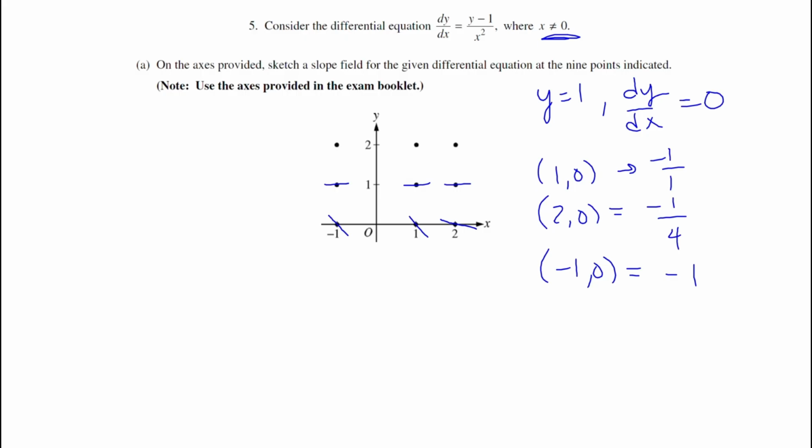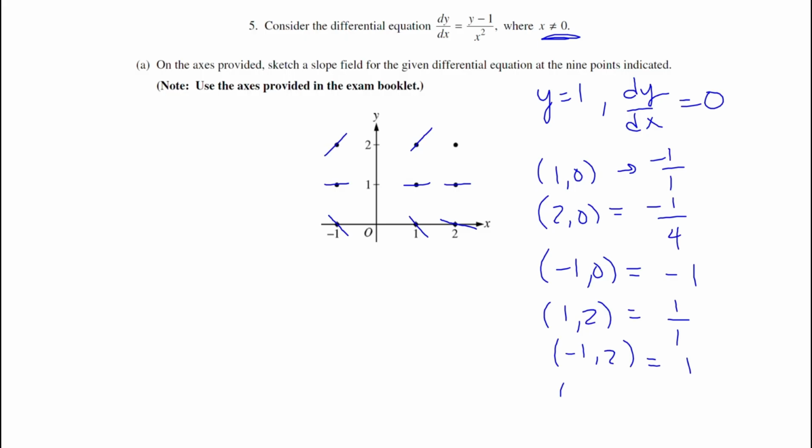And we'll do the same for 1, 2. At 1, 2, if x is 1 and y is 2, we just get 1 over 1, so a slope of 1. Same thing's going to happen at negative 1, 2, right? Because we're just going to square that negative 1 to, again, get 1. So a slope of 1.